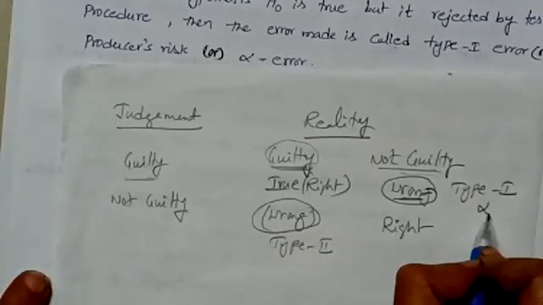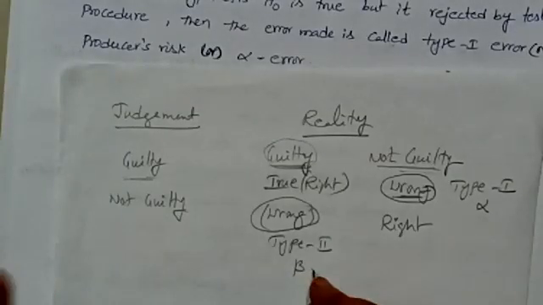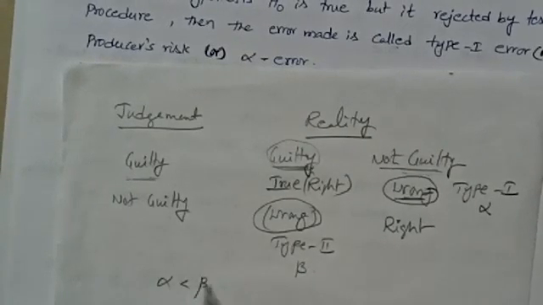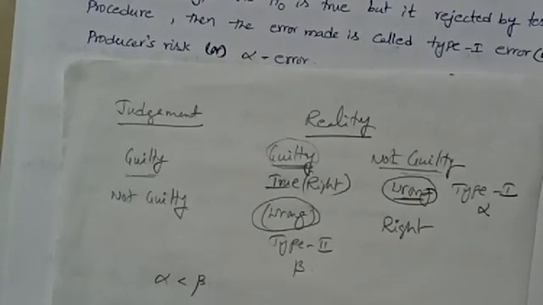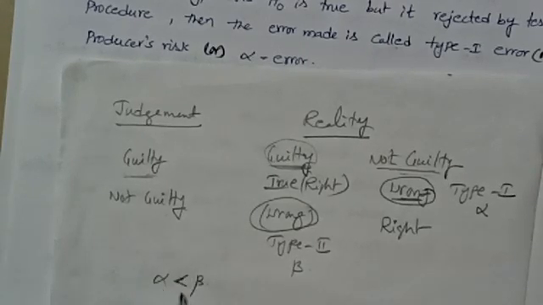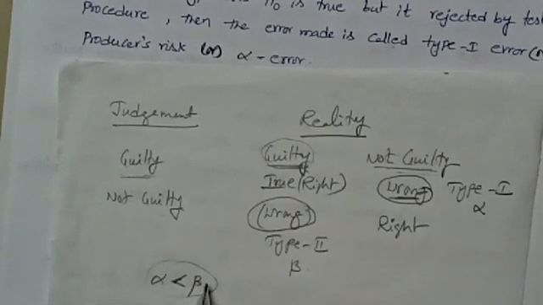This can also be called alpha error, and this one beta error. Always alpha error is less than beta error. Why? Because we have a judgment principle that 100 culprits can be let go free, but no innocent should be punished. That is the case for alpha being less than beta. Okay, have you got the point? 100 culprits can be free but no innocent will be punished.